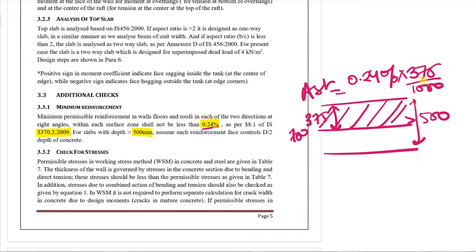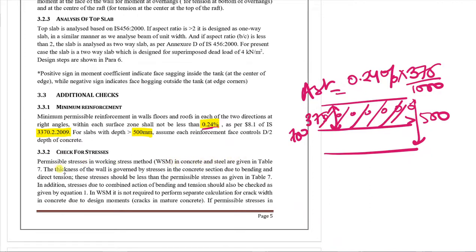You get this Ast for 375 depth only, and you provide this in the top half of the slab. This is what it is saying. For slabs with depth within 500, assume each reinforcement face controls D/2 depth of the concrete.